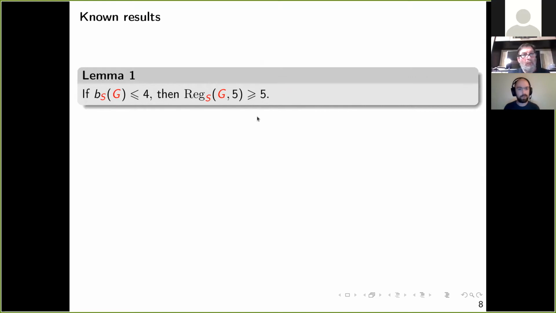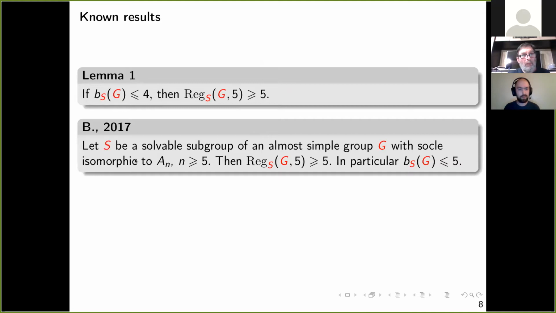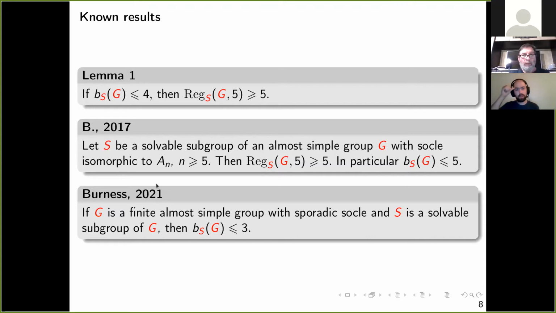Okay, now let's go to actual results. This is my result from my master's. I proved that if G is almost simple with socle isomorphic to an alternating group, then the necessary inequality holds. And in particular, BS of G is not greater than 5 always. Then a very recent result by Tim Burness: he proved that if G is almost simple with sporadic socle, then BS of G is not greater than 3. And by lemma 1, we obtain the necessary inequality.